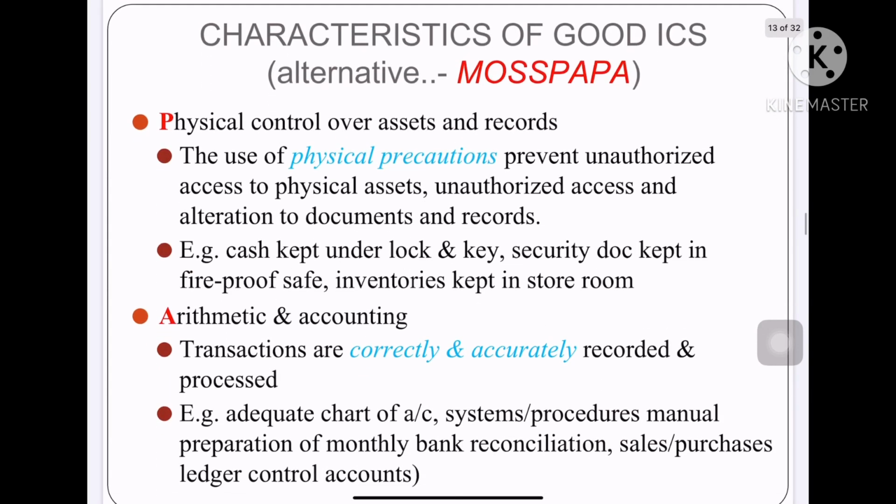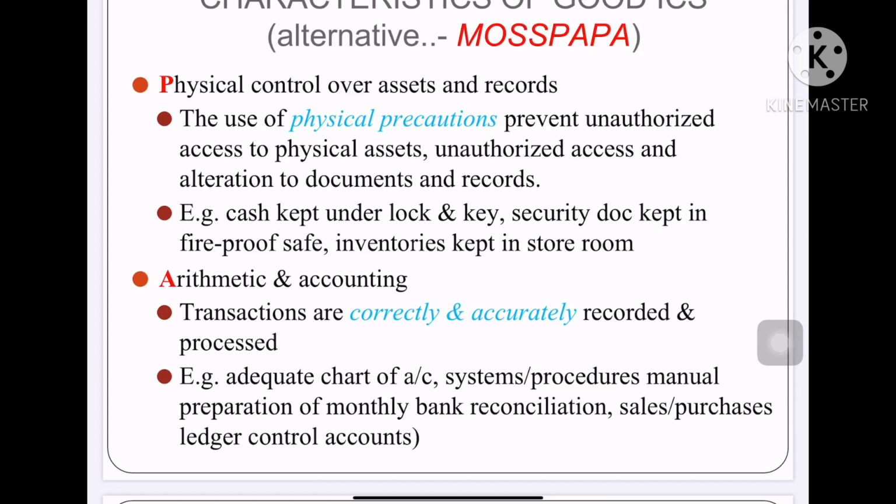Alright, so next one will be physical control over assets and records. Of course, in a company, they should have physical control to make sure of the custody of the asset. The use of physical precaution prevents unauthorized access to physical assets. Some sort of, is there any unauthorized use of the company's asset? Some sort of it being misused by the top level management or by the staff.